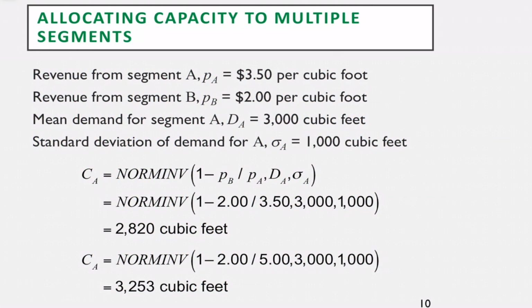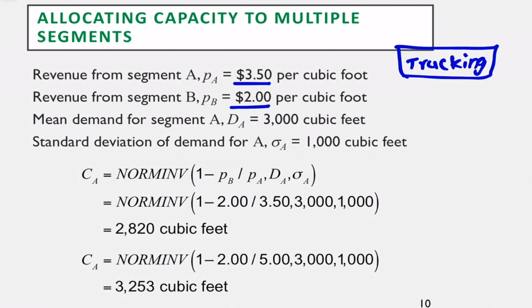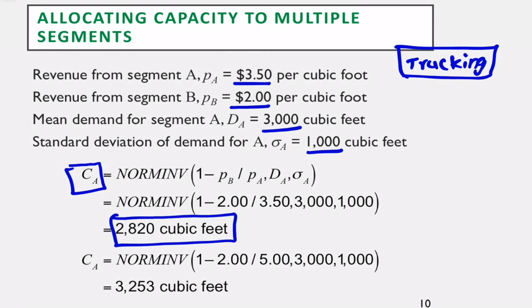So let's consider the trucking business again, and suppose the price segment A is willing to pay is $3.5, whereas for segment B it is $2. And suppose mean demand, which is normally distributed, is 3000 with a standard deviation of 1000. So we can calculate CA using the normal distribution formula, and it comes to 2820. So this will be the capacity to be reserved for segment A.